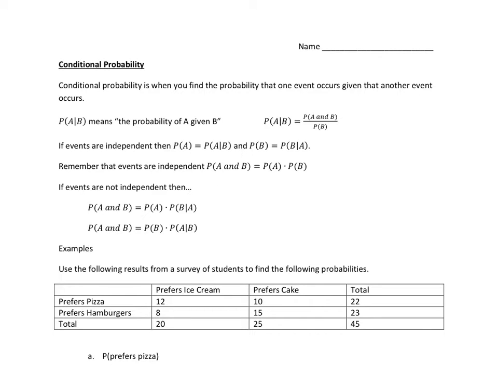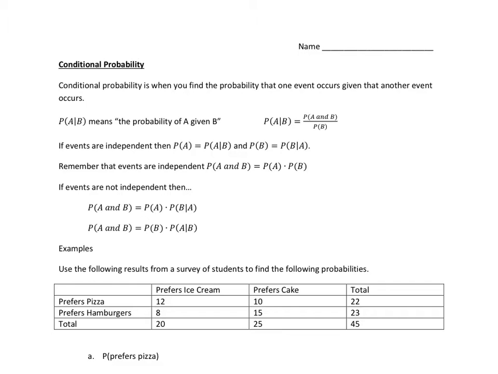Conditional probability. Conditional probability is when you find the probability that one event occurs given that another event occurs. This symbol right here means the probability of A given B. And the formula for the probability of A given B is you find the probability of A and B, and you divide by the probability of B.